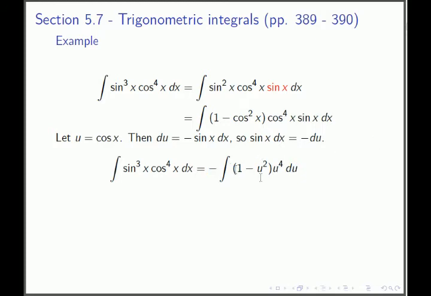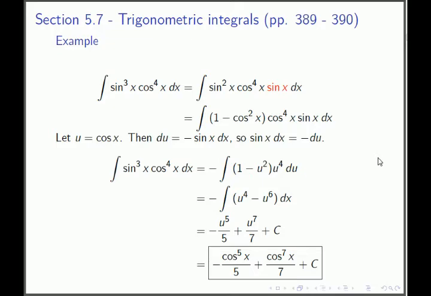Okay, now this is just the integral of a polynomial, which is rather easy. We just distribute u to the fourth first, and then we can use the power rule on both of these terms. And then don't forget to back substitute, and here is our antiderivative.